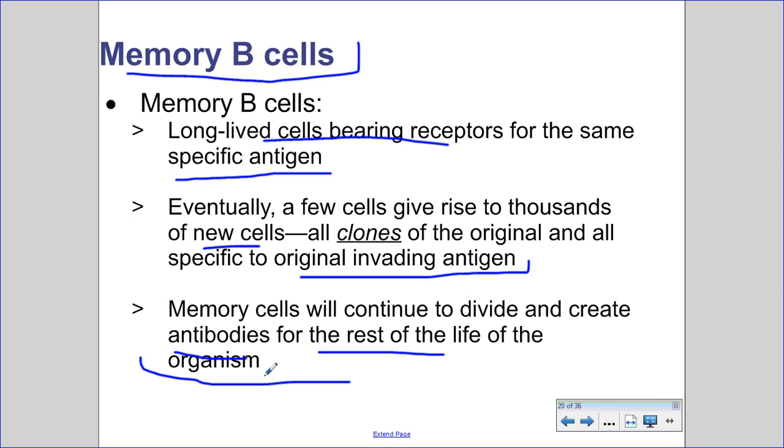And this is actually how the process of vaccination works. Vaccination allows the creation of memory B cells, and should you ever encounter the actual pathogen, you now have these antibodies present that will help clear out that infection a lot faster.